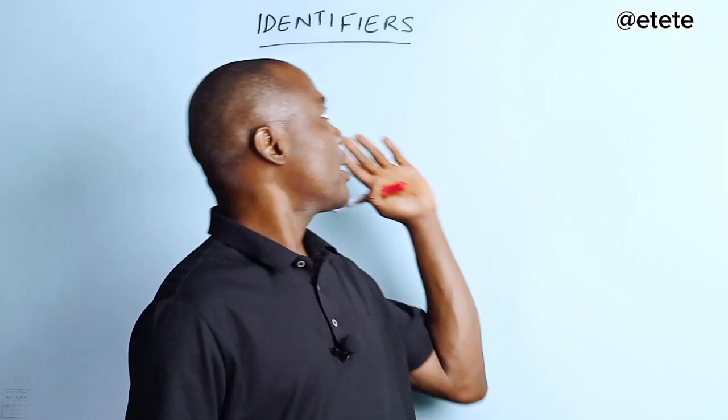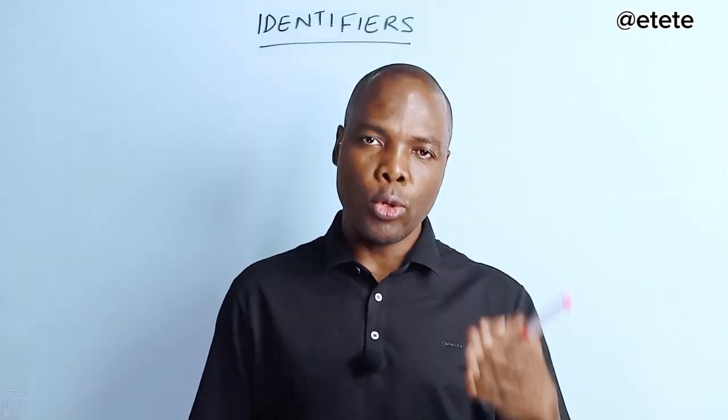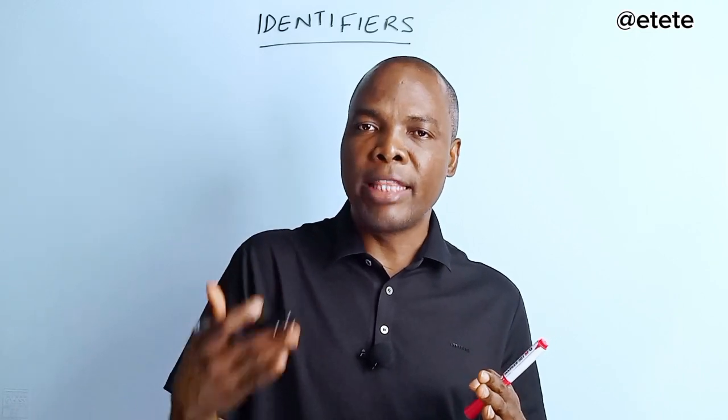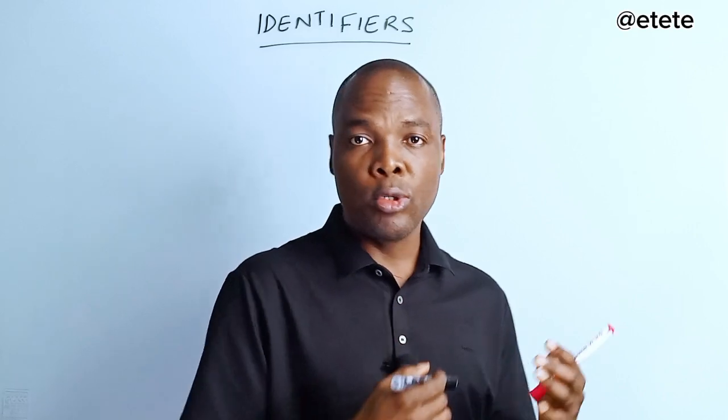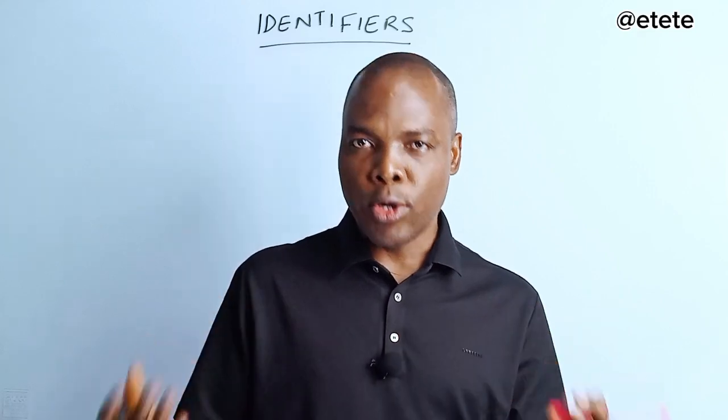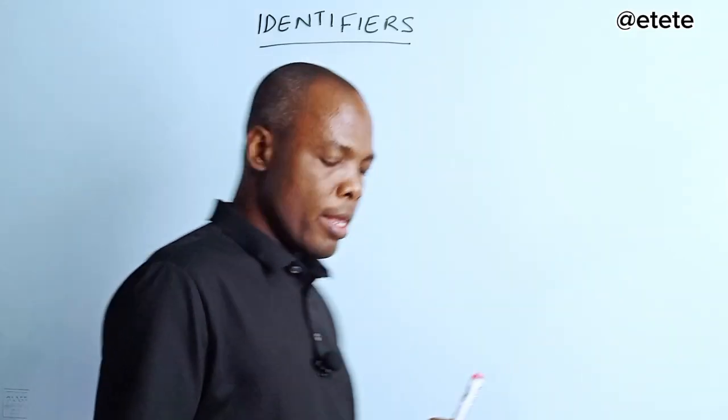Today we want to look at identifiers. We have done tokens, right? And I want to now start showing you the different types of tokens. So we are going to look at identifiers, and after that we'll look at keywords, and then we'll look at constants and many more, right?